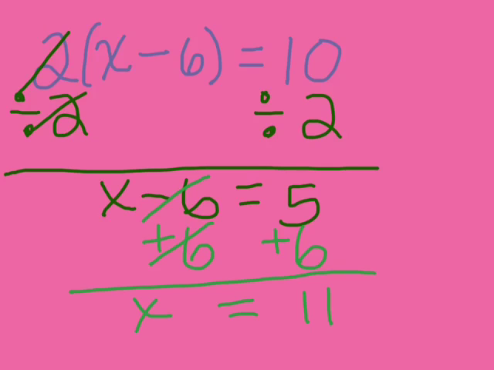So let's go ahead and do that. Let's do the check step here. So if I do 2 times the quantity, 11 minus 6, do I get 10? Well, what is 11 minus 6? 11 minus 6 is 5, and 5 times 2 is 10. Everything works out. Let's try another one.